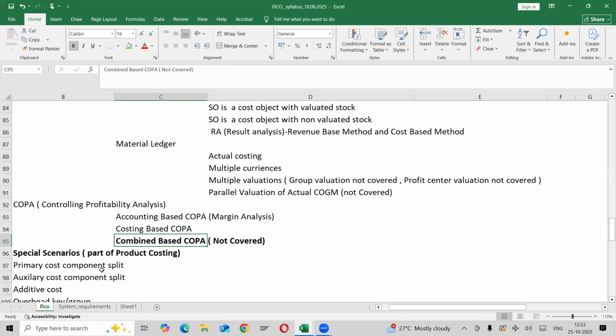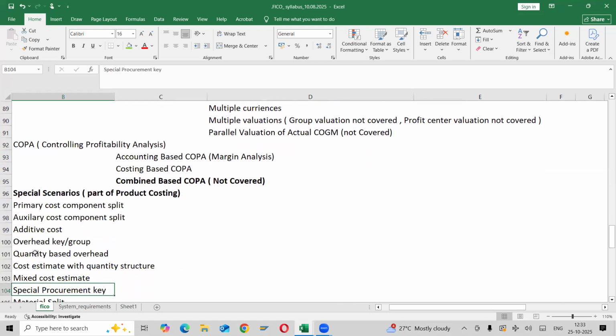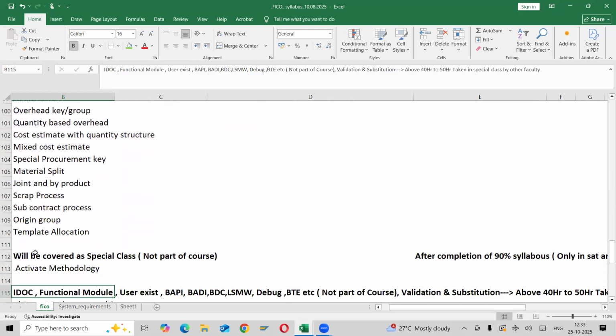Okay, and these are special scenarios I'm going to cover, as part of product costing: primary cost component split, auxiliary, additive. All these we will cover.